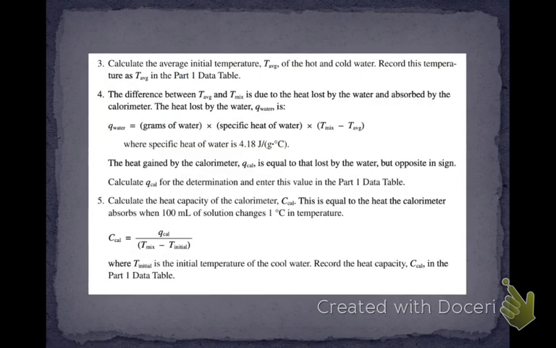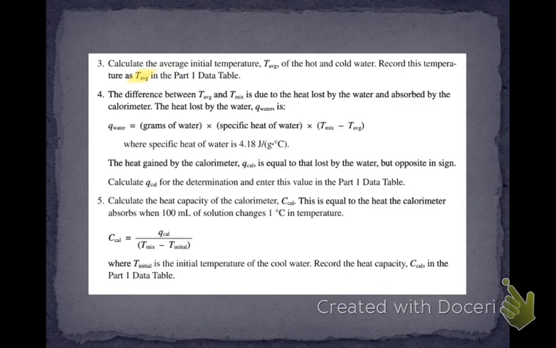Now the next question wants you to calculate the average temperature between the initial temperature of the hot water and the initial temperature of the cold water. So you're just adding those two temperatures together that you started with, the 61.1 and the 22.9, I believe they were, and dividing by 2. So you're just taking an average, and that is going to be recorded on the data table as T average. So you'll want to be recording that in part 1 data table.